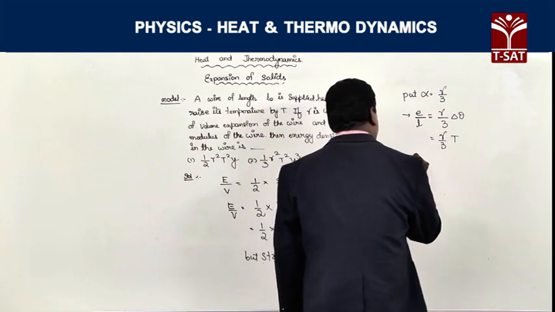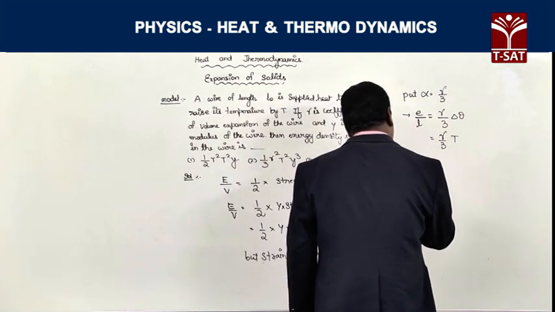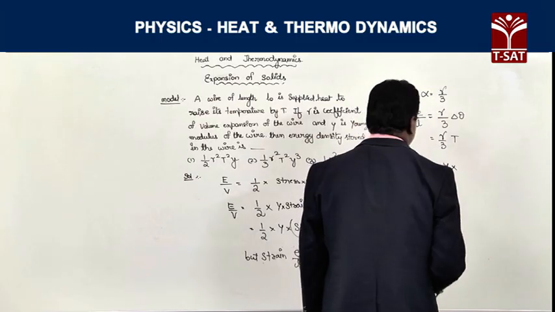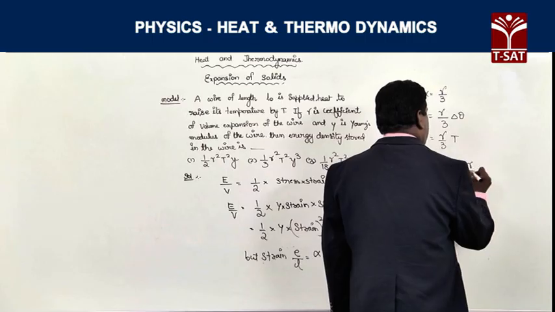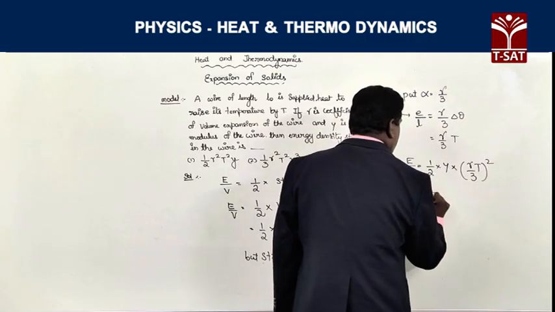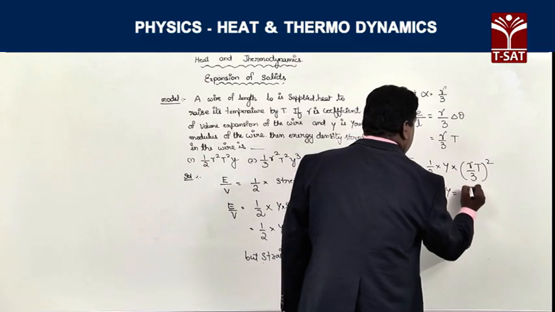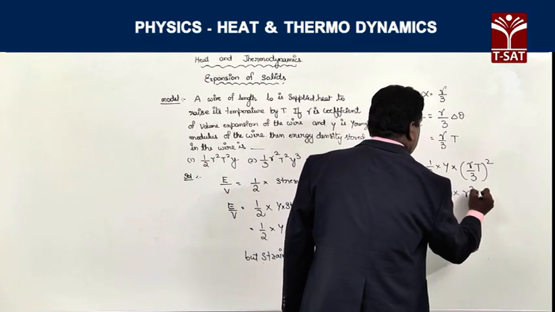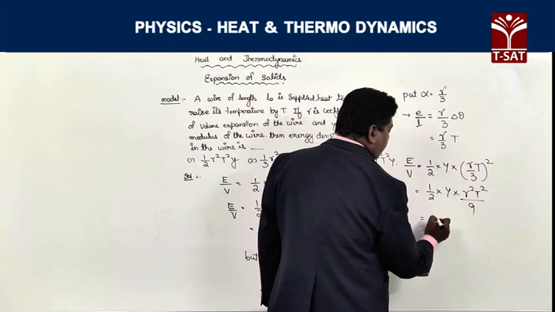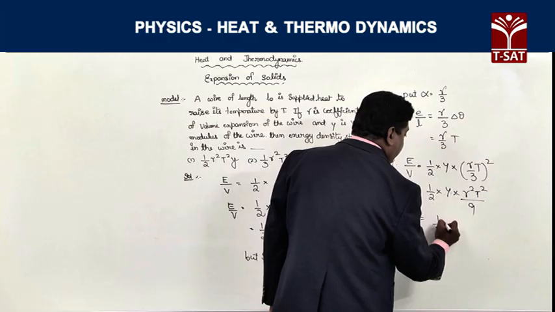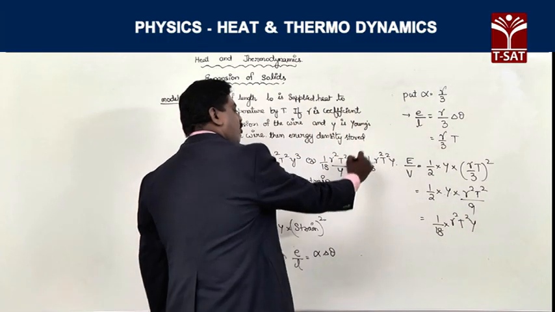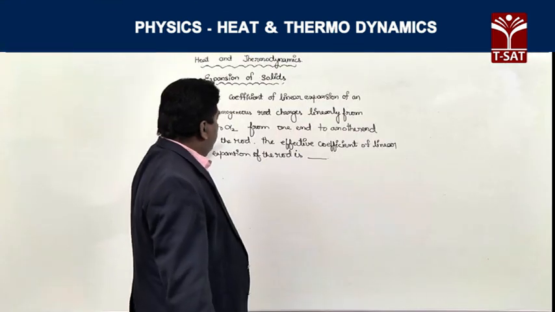On substituting, we are having E by V equals half into Y into (gamma by 3 into T) whole square, half into Y into gamma square into T square by 9. 9 2s are 18. So, we are having 1 by 18 into gamma square T square Y, which is our fourth option. Now, let us take another model here.